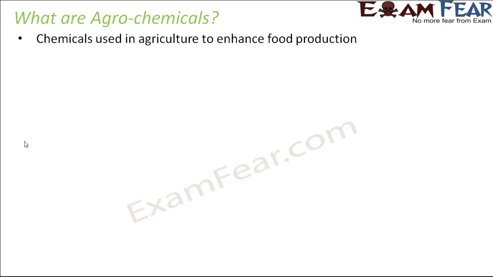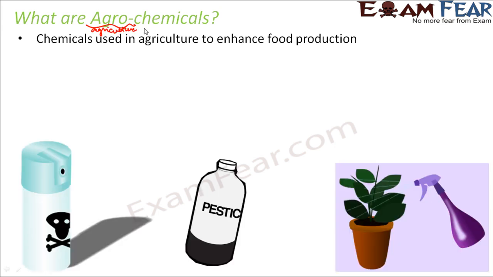So first of all, what are agrochemicals? These are chemicals which are used in agriculture to enhance food production. That is why the name agro, which stands for agriculture, chemicals is chemicals. Some of the chemicals which are used in agriculture are insecticides, pesticides, weedicides. So these are some of the chemicals which we use. Now why do we use them?